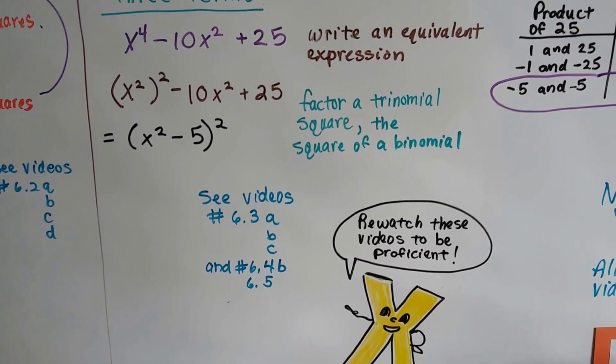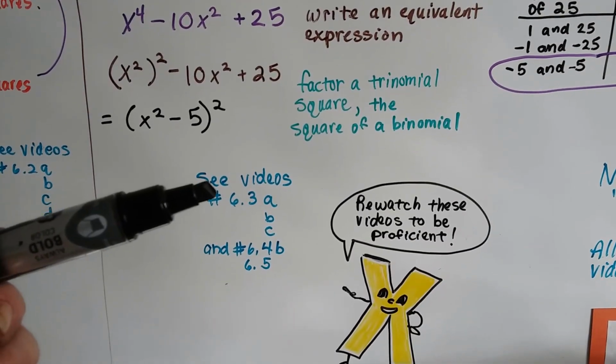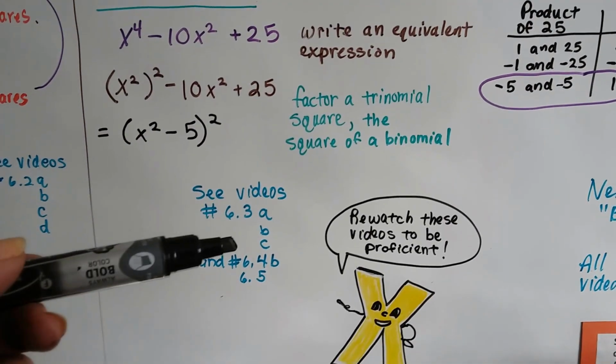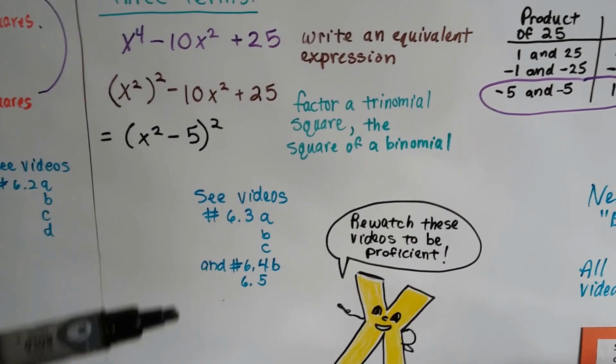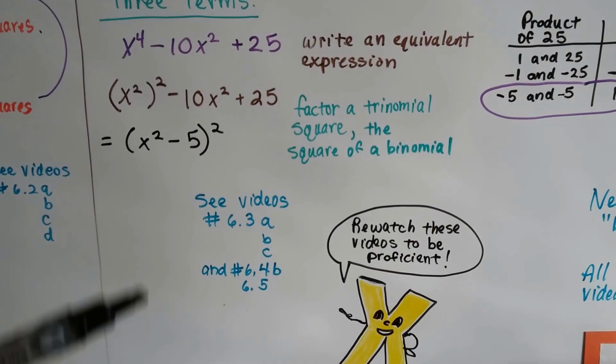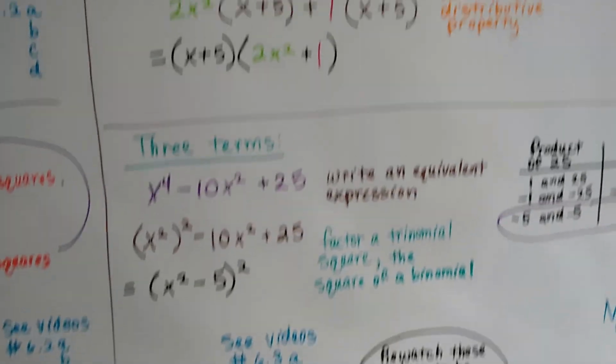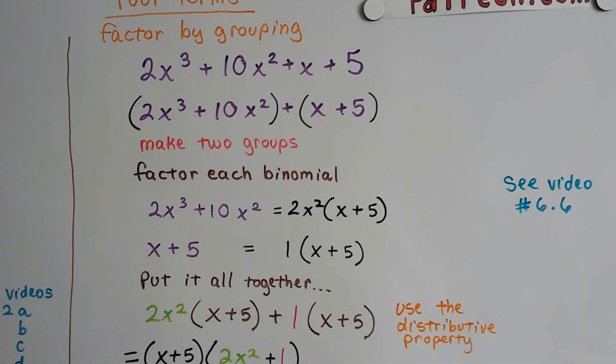See? And we covered this in video 6.3a, b, c, and this table was covered in 6.4b, and we covered trinomials in 6.5 also, along with the 6.3 videos, okay? All right, 4 terms. We just did this one. This was the previous video.